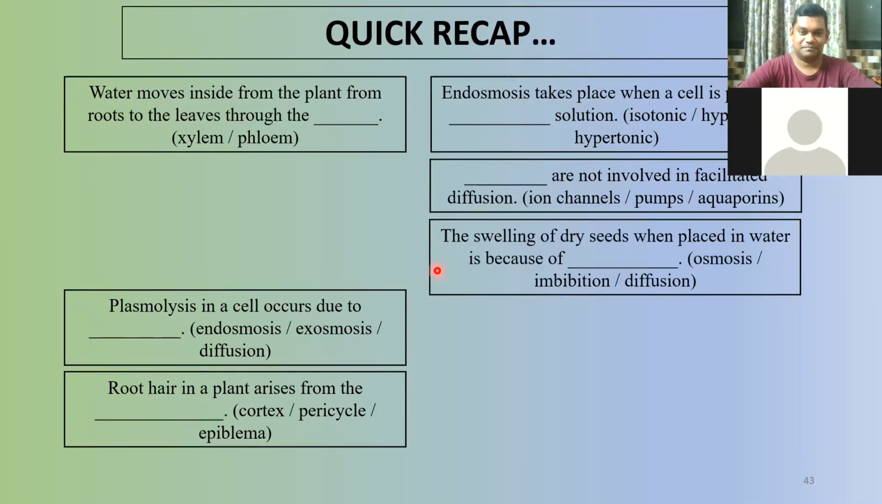Next. The swelling of dry seeds when placed in water is because of dash. Osmosis, imbibition, and diffusion. The swelling. This you told me earlier. The swelling of dry seeds when placed in water is because of osmosis. Wait, let me read it. Sir, wait, I'm just saying it randomly. Don't listen to me. What's the answer?